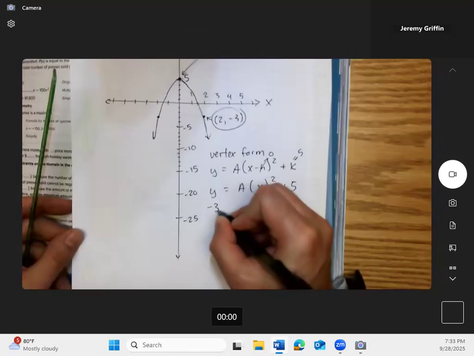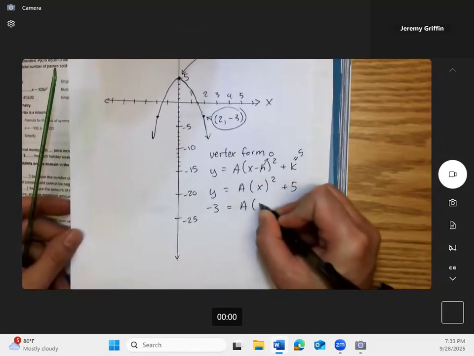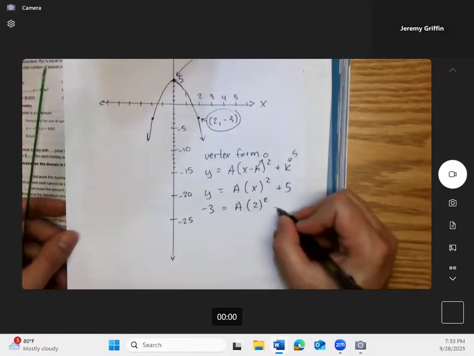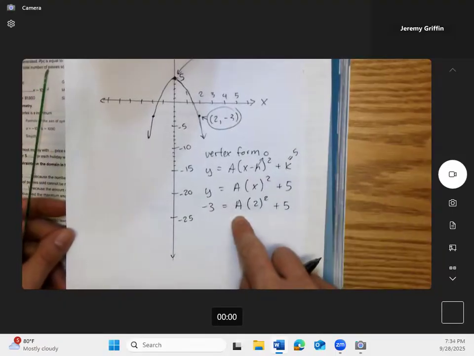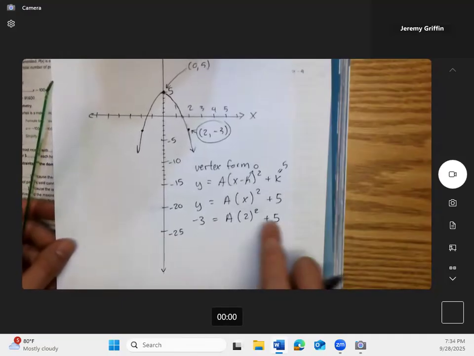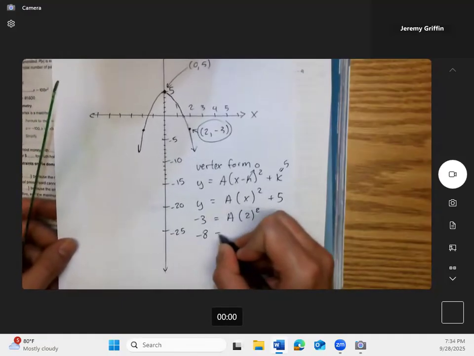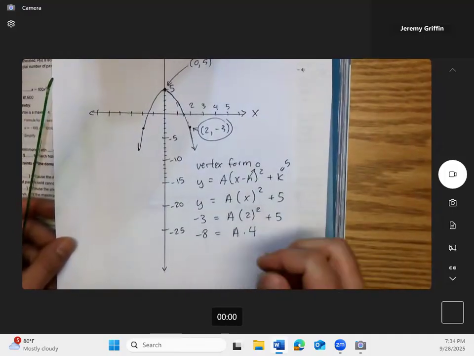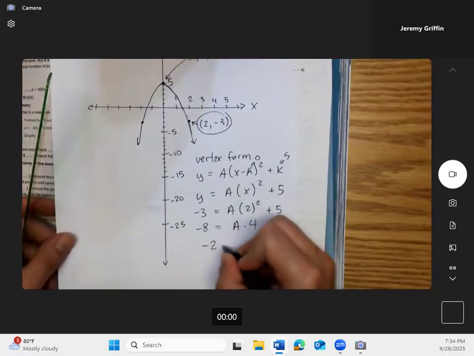So when y is negative 3, x could be 2. x could also be negative 2, since it's squared, so of course that would work. Now I can solve for a. Once I have a, we'll have the whole thing. So subtract 5, that's negative 8, equals a times 2 squared, which is 4. Divide both sides by 4. Negative 2. That's not too bad.